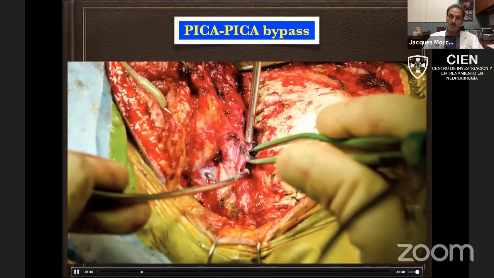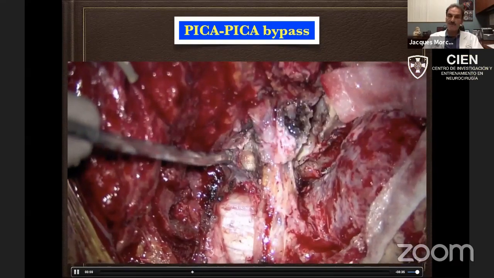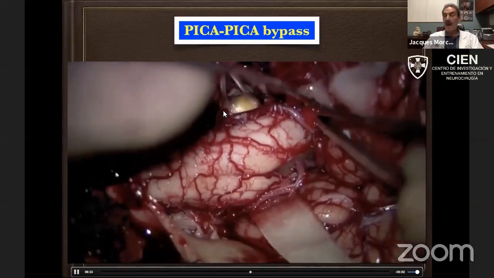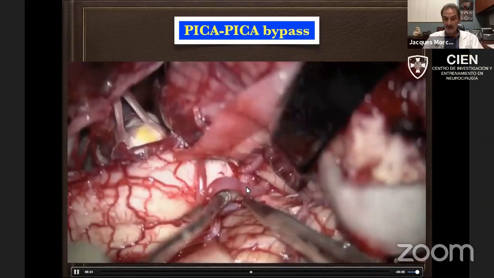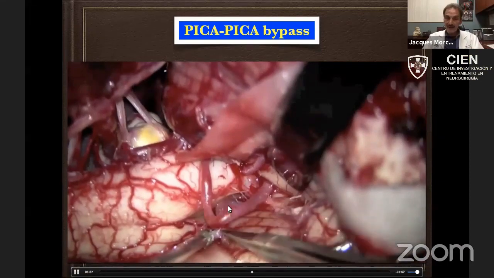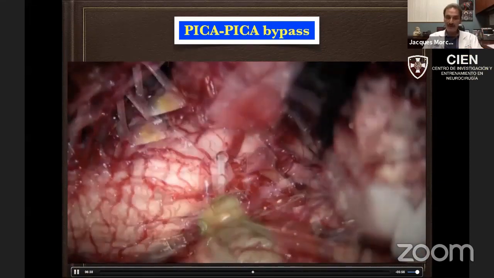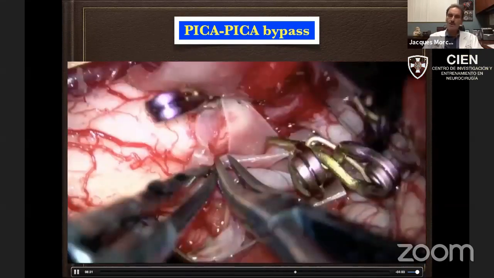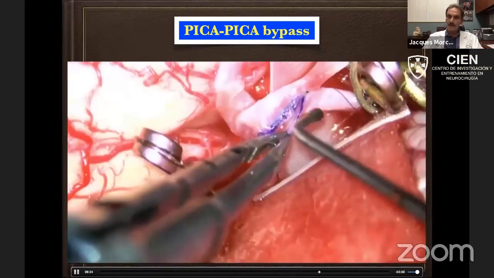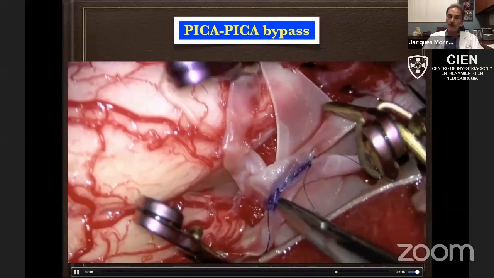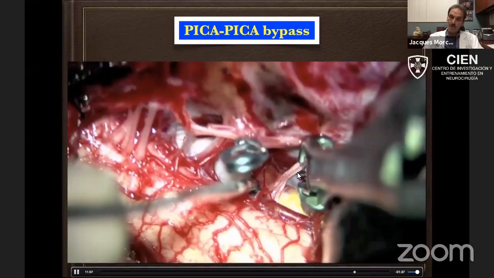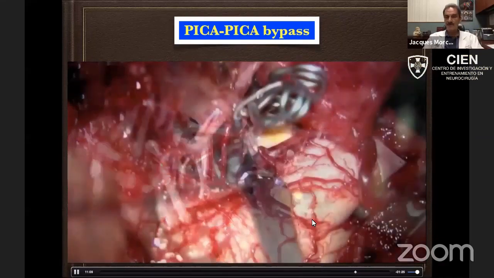But what I want to show you is how it looks at surgery. Far lateral approach, heavily atherosclerotic aneurysm. I tried to clip it, I couldn't. What do you do? You do a PICA to PICA, right to left, side-to-side bypass. As I showed you earlier, you have to run the back wall, and then you do the front wall. And when I finish, I trap the aneurysm and trap the PICA.